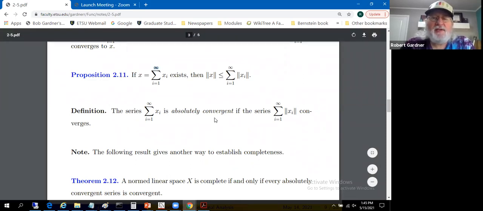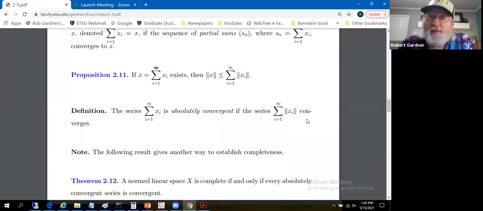Let's talk about that series of norms. A series, the sum from i equals 1 to infinity of x sub i, is said to be absolutely convergent if the series of norms of the x sub i's, the sum from i equals 1 to infinity of the norm of x sub i, converges. All right, you dealt with absolute convergence in calculus 2 and senior level analysis, probably a bit more.